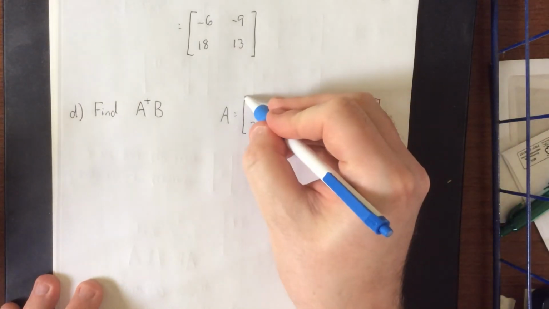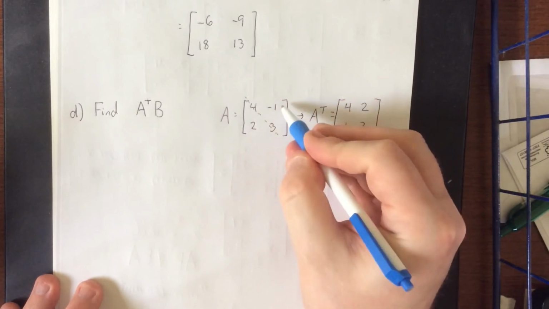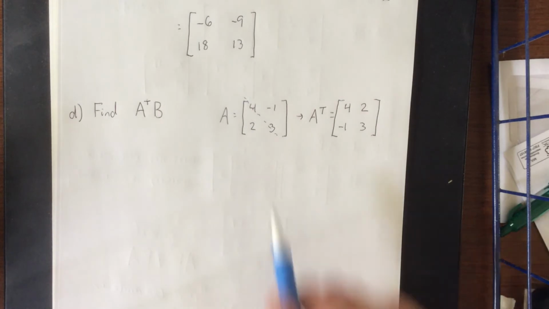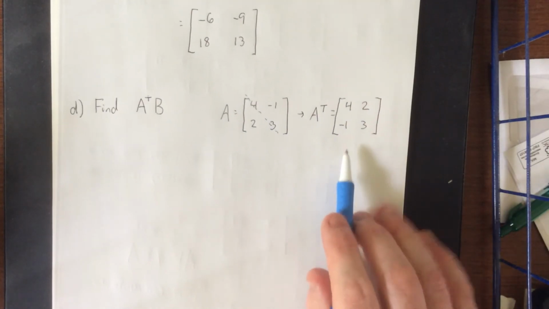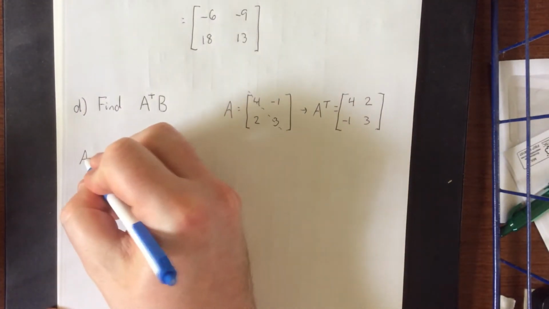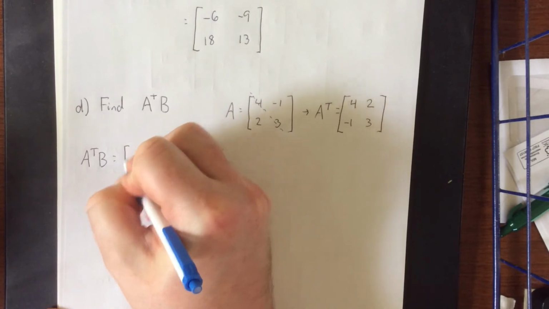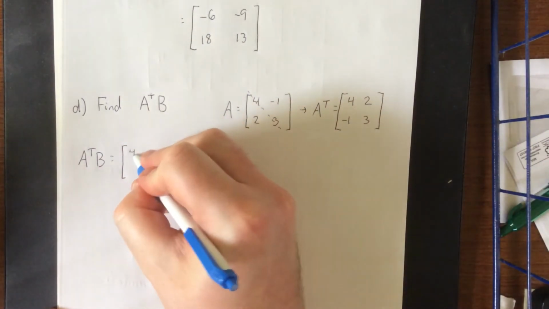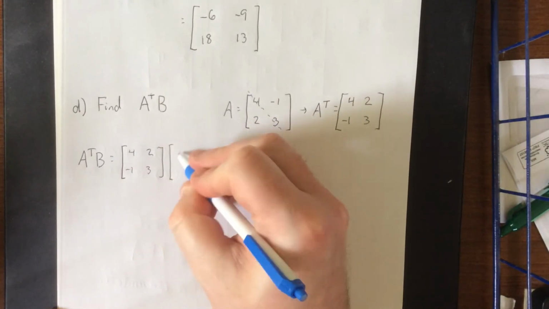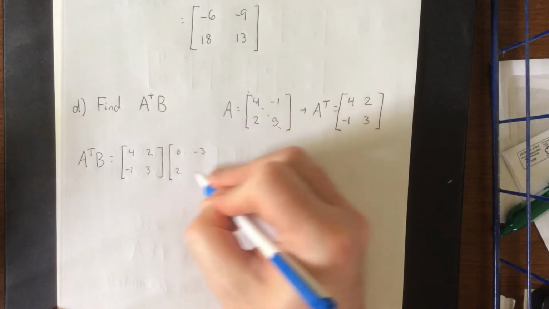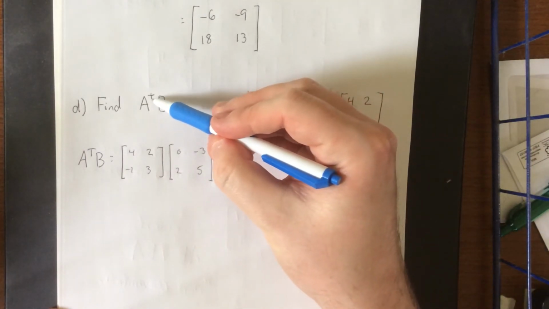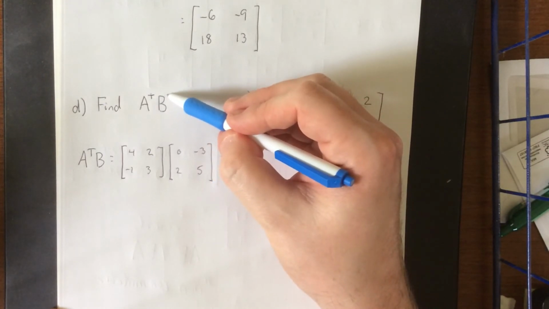You can also think of A transpose as saying, let's perform a reflection about the main diagonal of the matrix. So the 2 and the negative 1 change positions and everything on the main diagonal stays the same. So A transpose times B will be equal to A transpose, 4, 2, negative 1, 3, multiplied by the matrix B, which was 0, negative 3, 2, 5. I've only requested a transpose of A. If I wanted a transpose of B as well, there would be an additional superscript T after the B.